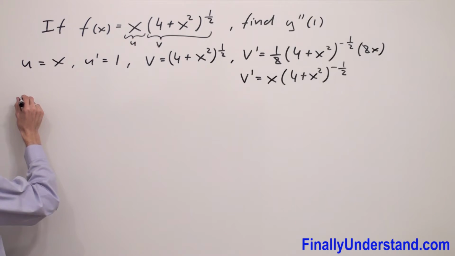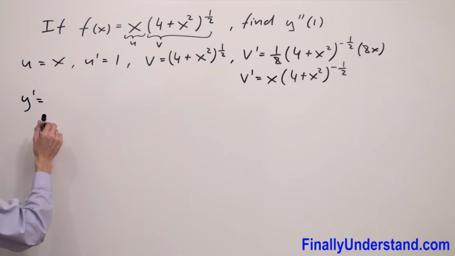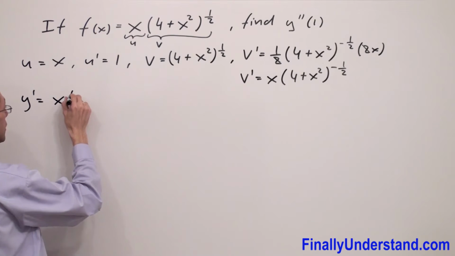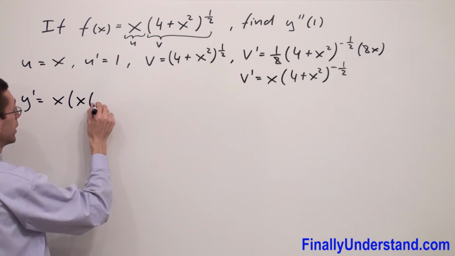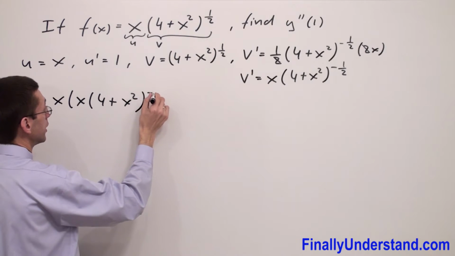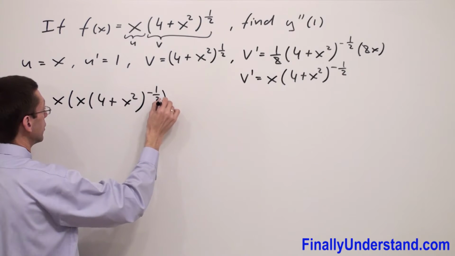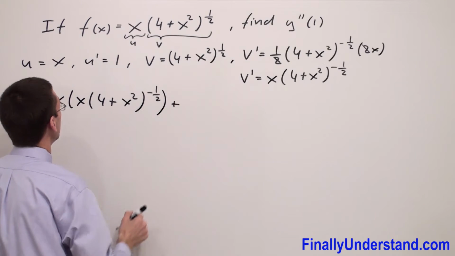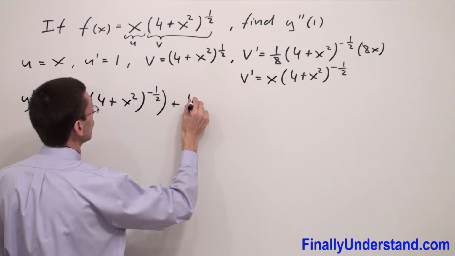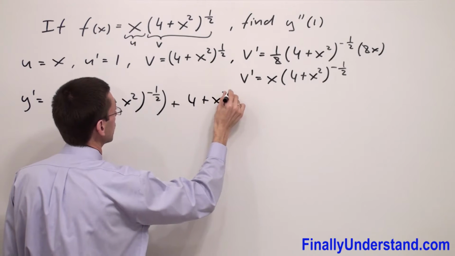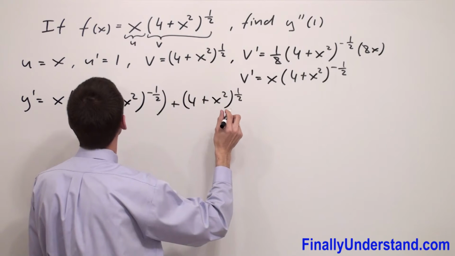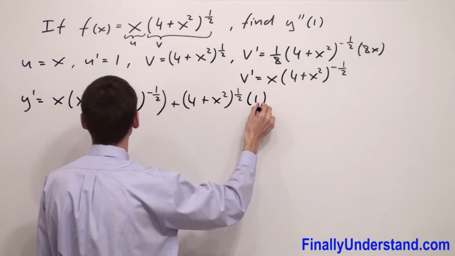So I have y prime is equal to u of x times v prime of x, open parenthesis, 4 plus x squared to power negative 1/2, plus v, which is 4 plus x to the second power to 1/2, times u prime, which is 1.